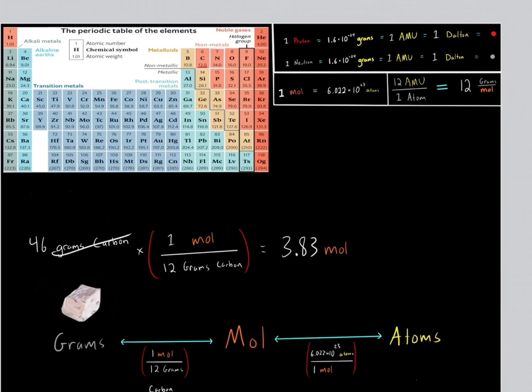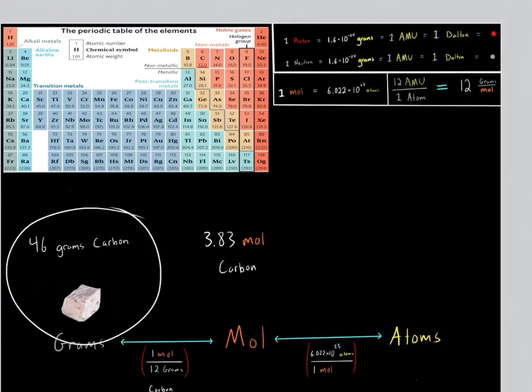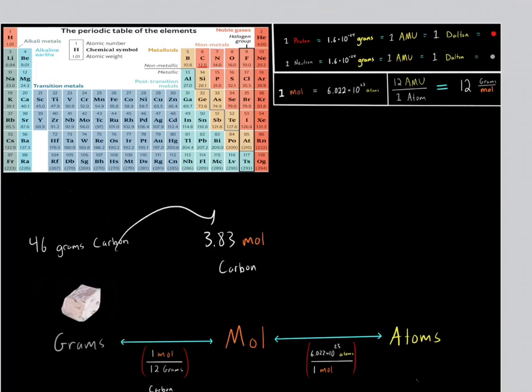So again, the grams will cancel and we're left with moles. So now we have moles. And again, if you do the math, you would get 3.83 moles. So now we know if you have 46 grams of carbon, you have 3.83 moles of carbon.